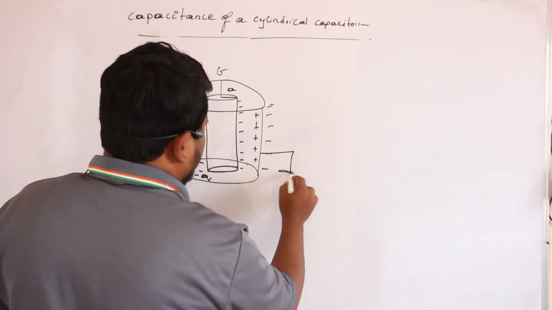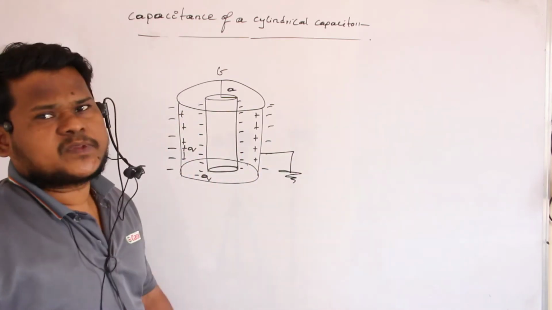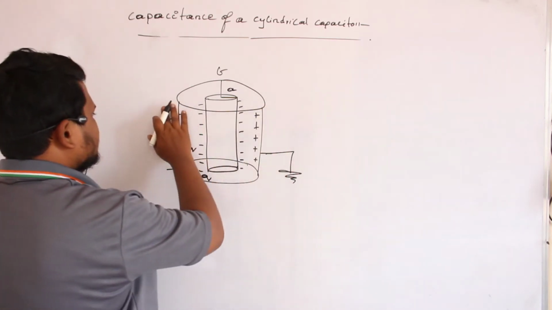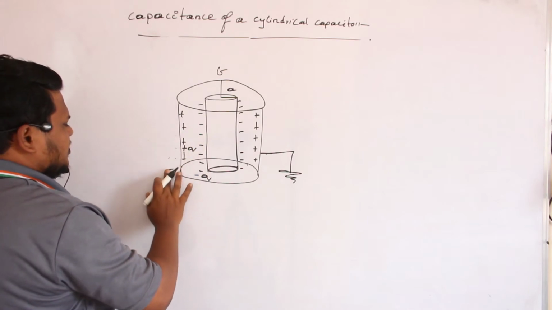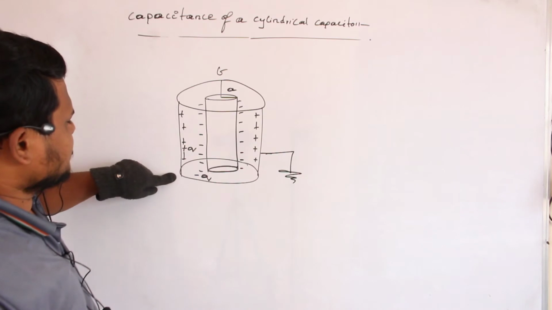Now I will ground this one. If I ground this one, the outer surface potential will become 0. So it is possible if this total negative charge flows to the ground. So this total negative charge is now flowing through the ground. Clear? Now what is the arrangement of electric field?